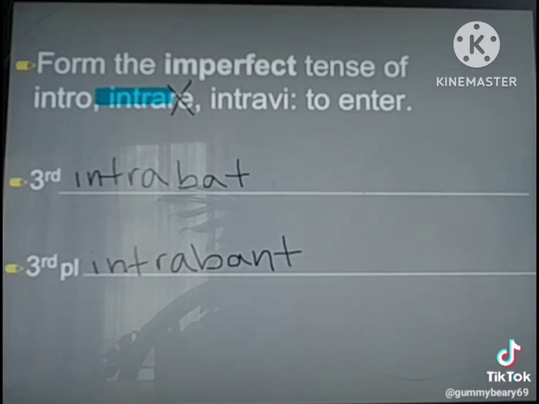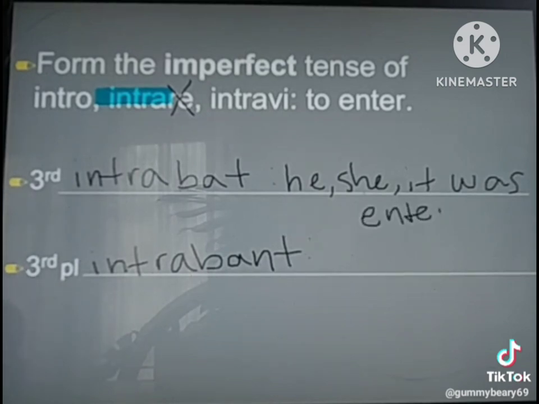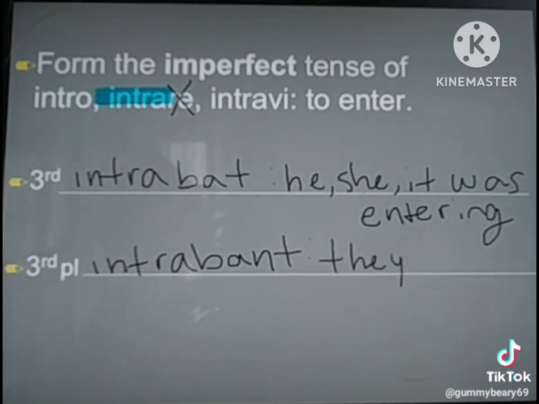Then when I translate it, we don't have a nominative here, so it'll be he, she, or it. The overall verb meaning is to enter, so I know imperfect tense is translated as was or were entering. So this is going to be was entering. And then for intrabant, I'm going to have they were entering.